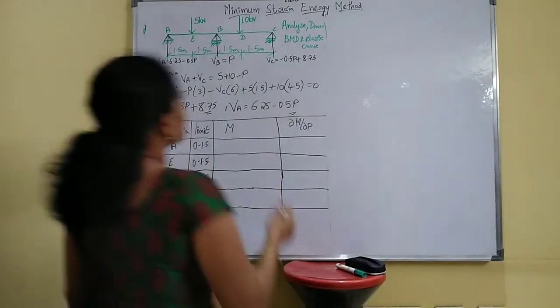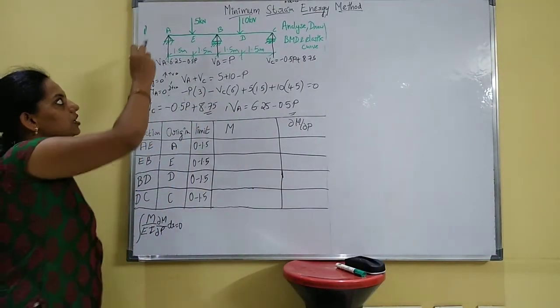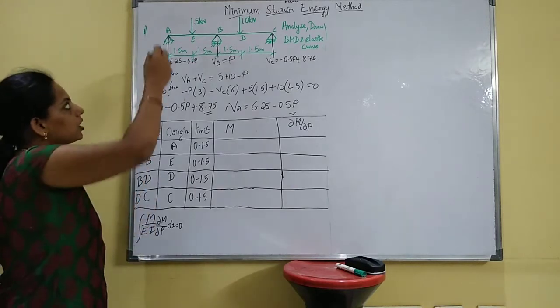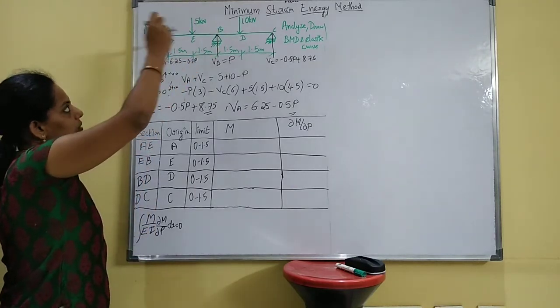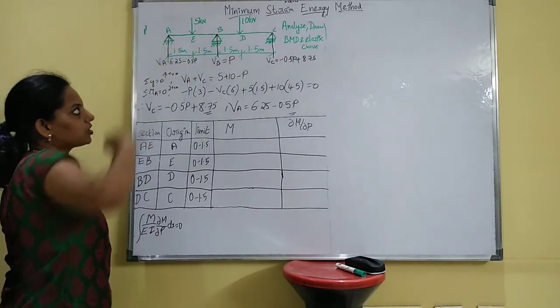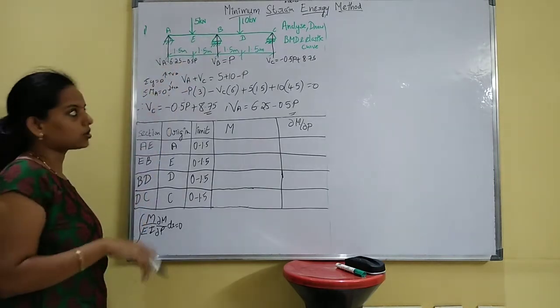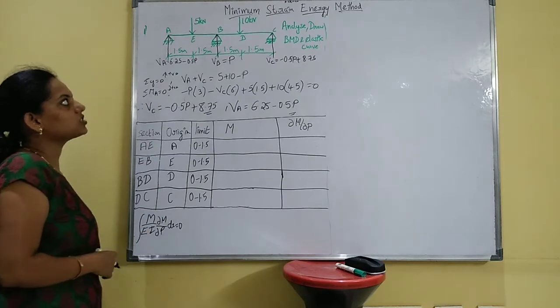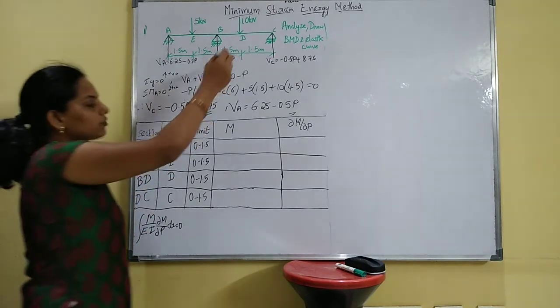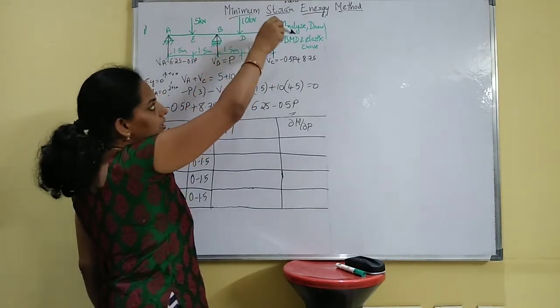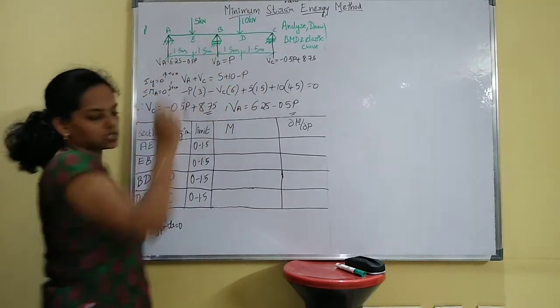We'll see today problems on the minimum strain energy method for the simply supported beam. This is your given problem. Here 5 kN and 10 kN are acting at points E and D, and this is simply supported, with 1.5 meters each as the distance apart. We have to analyze and draw the BMD diagram and elastic curve.